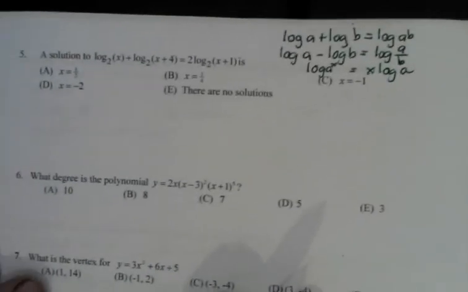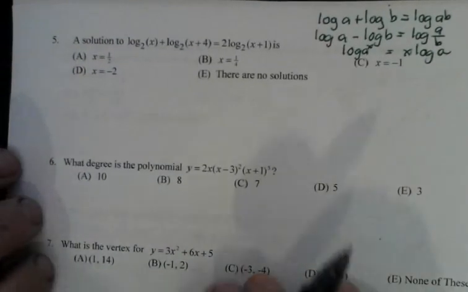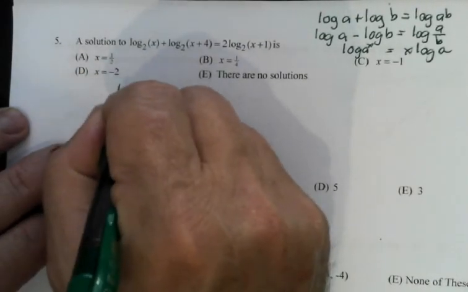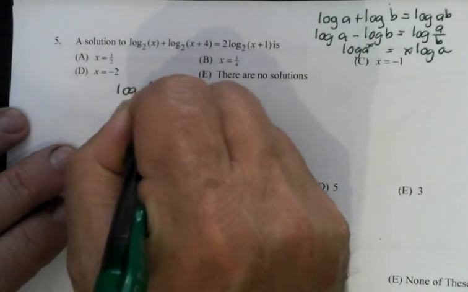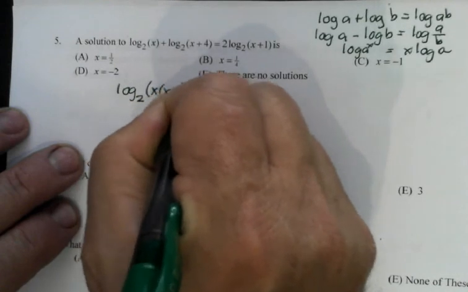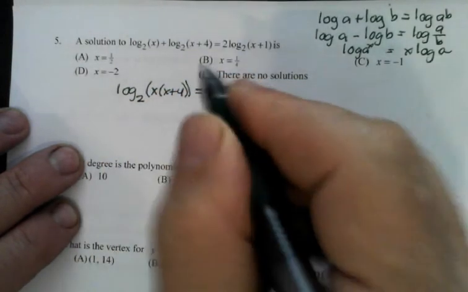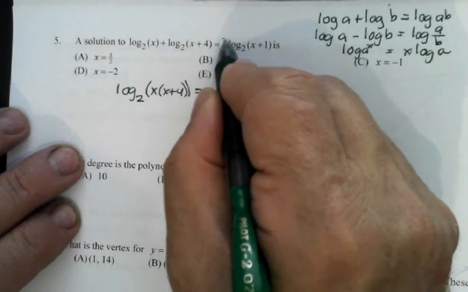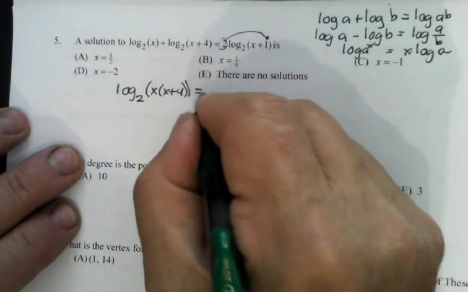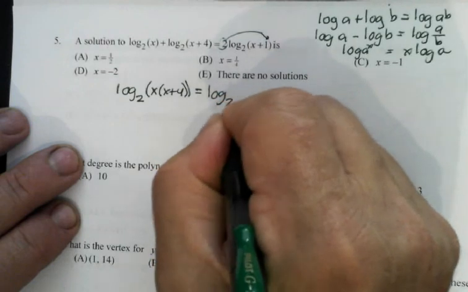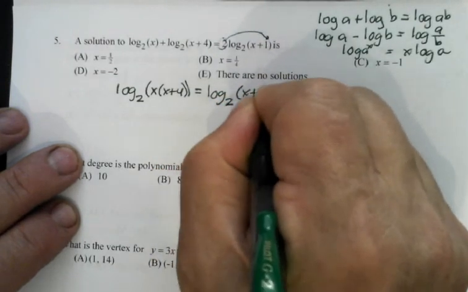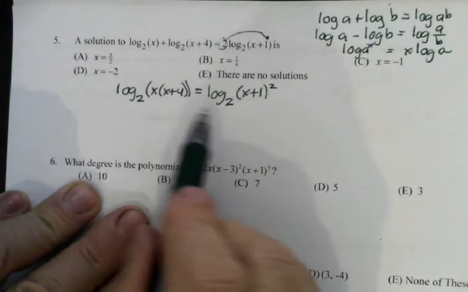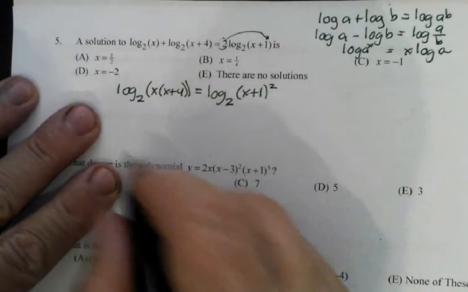Okay, so let's take a look at actually this problem right here. Well, we have a sum. I need to be able to put these together. So I'm going to rewrite that as log base 2 of x times x plus 4. And I'm going to apply this rule by going the opposite direction. I'm going to take the 2 and move it up to the top, because this way they're all log base 2. So log base 2 of x plus 1 squared. Now since I have log base 2 equaling log base 2, I can drop the logs.